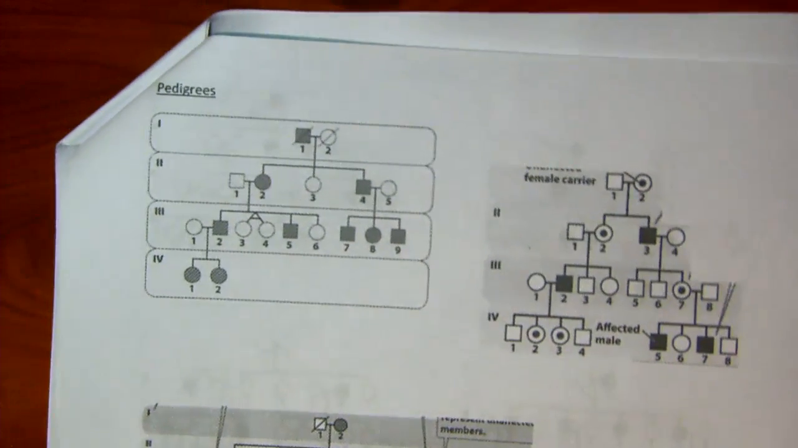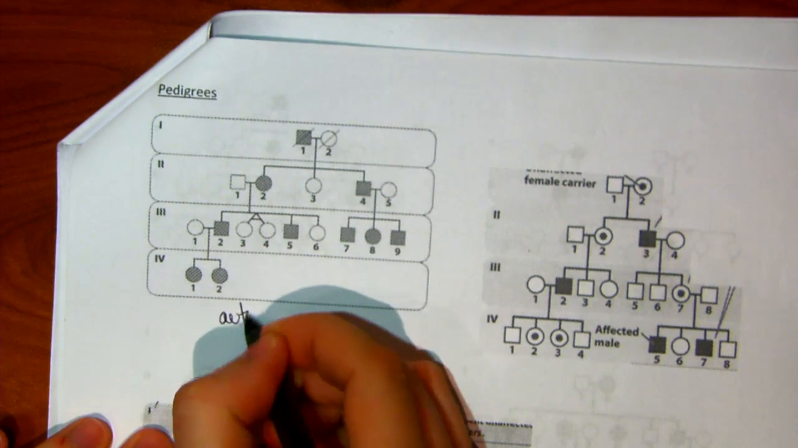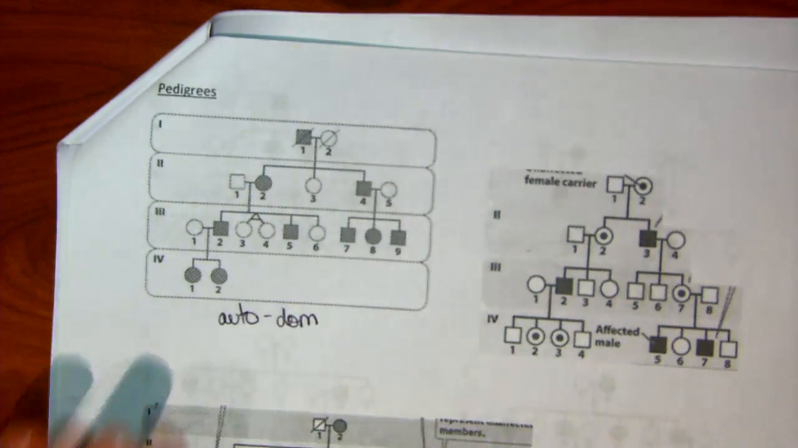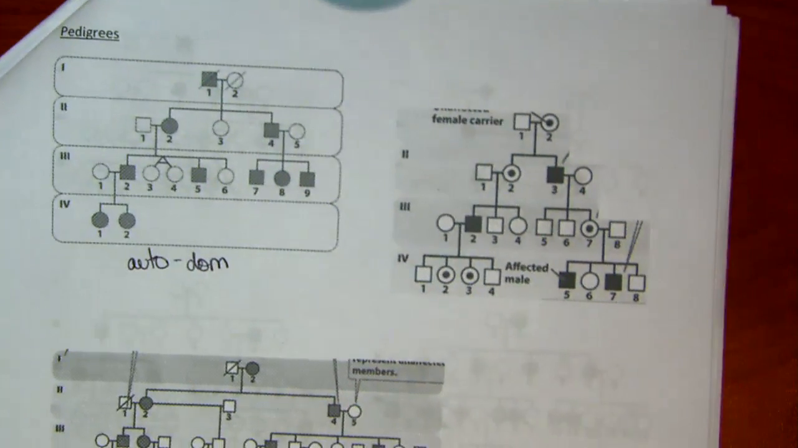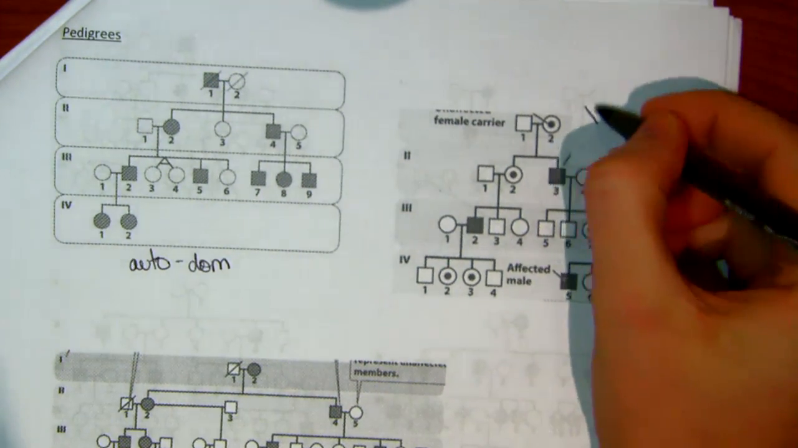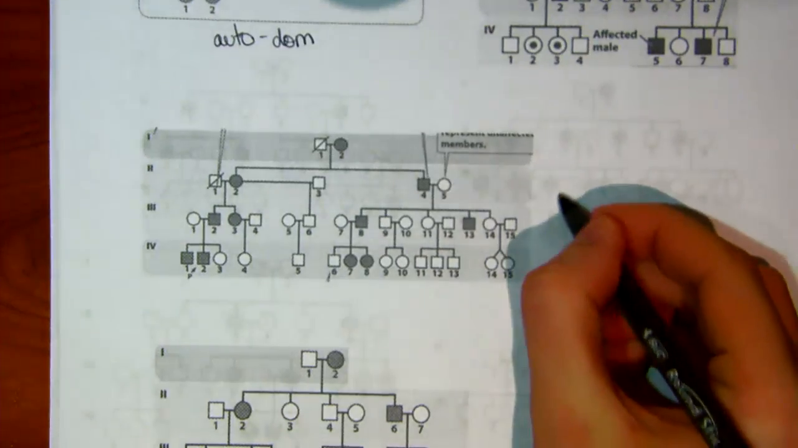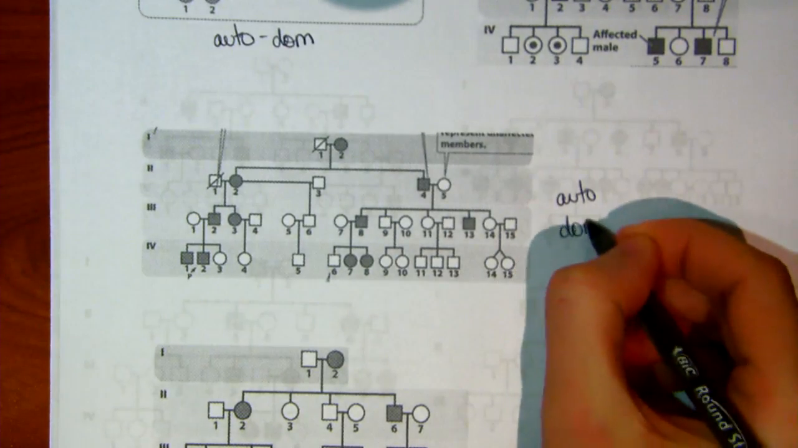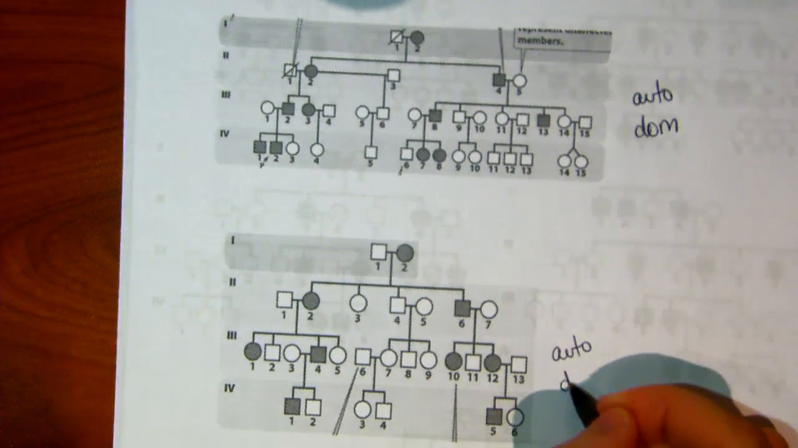So does anybody practice these beforehand or do anything beforehand, just so I know? No? Okay. When I did this pedigree, I found this to be an autosomal dominant pedigree. And if you want me to go through any of them, I can. I'll pick and choose some to go through. So this I found to be an X-linked recessive trait, or a pedigree. This is an autosomal dominant pedigree again. And this is an autosomal dominant pedigree again.